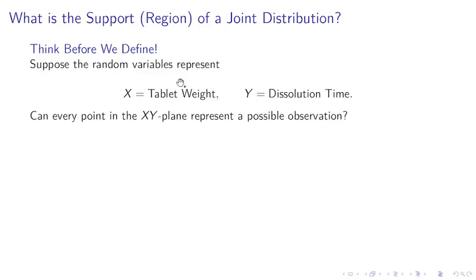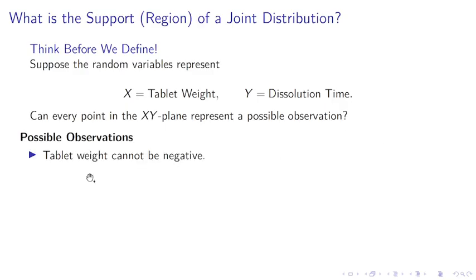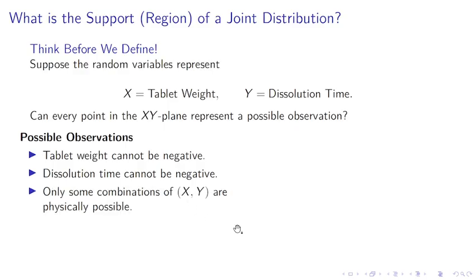Suppose the random variables are: x is tablet weight, y is dissolution time. Can every point in the xy plane represent a possible observation? Tablet weight cannot be negative. It must be a positive quantity always. The time is also never negative. Dissolution time cannot be negative. Only some combinations of x, y are physically possible. Not all combinations are physically possible.